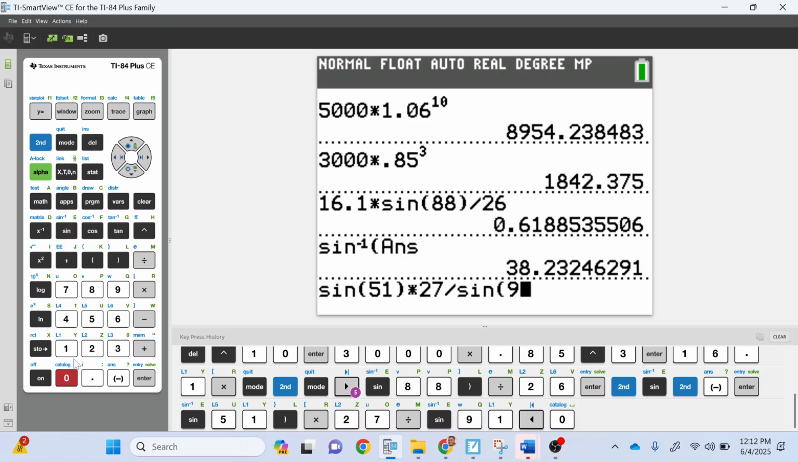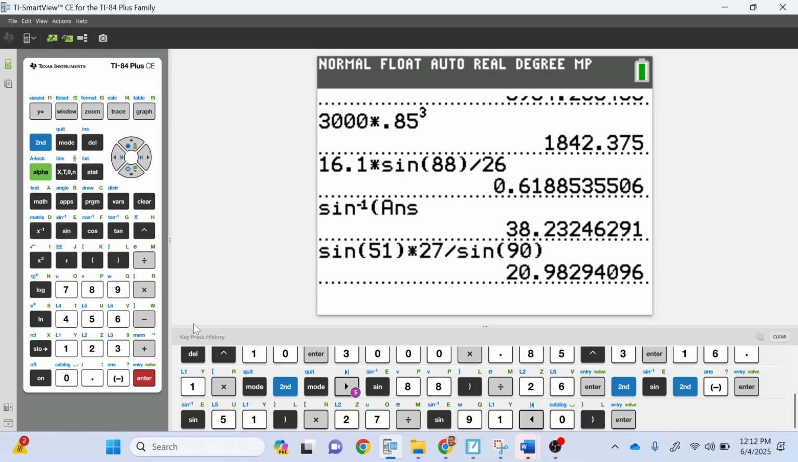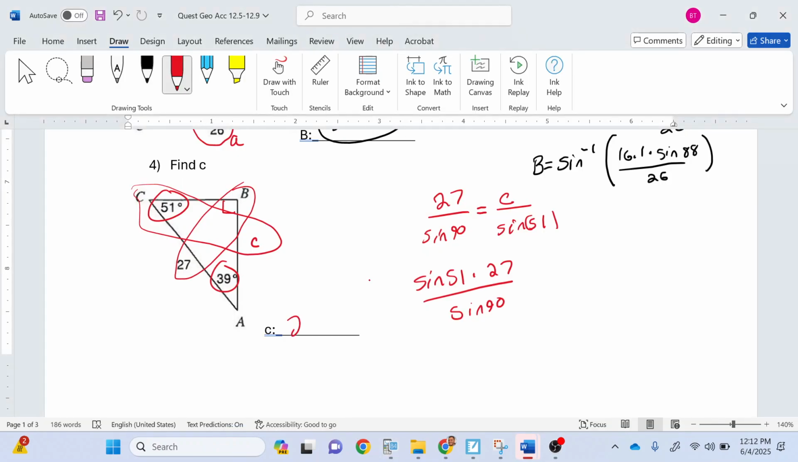Equals 20.98. So let's say 21. It rounds to 21.